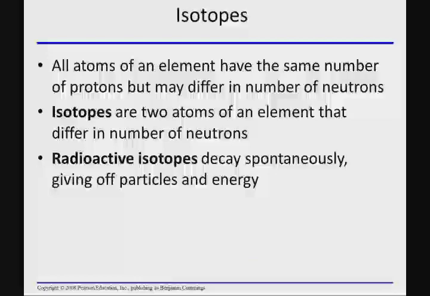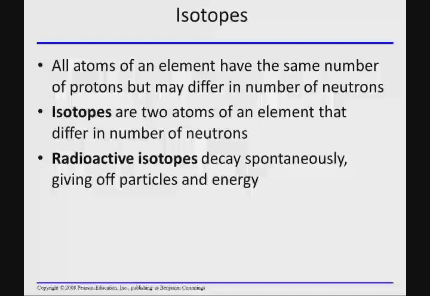Now, the reason we bring up neutrons at all is because they're going to be the source of isotopes. Carbon has 6 protons. Every atom of carbon has 6 protons, but it may vary in its number of neutrons. And when we have variation in those neutrons, those different atoms with different numbers of neutrons are called isotopes of each other. Why do we care about that in biology?